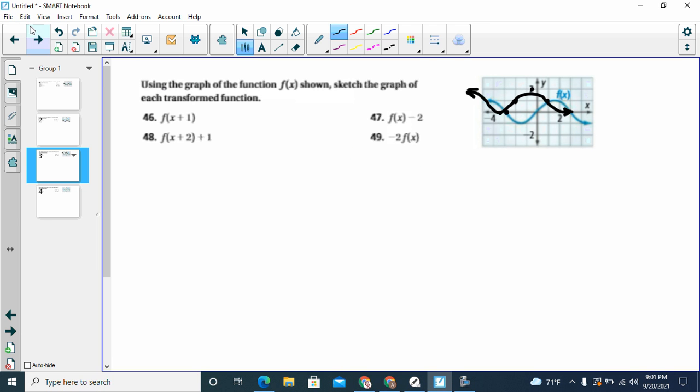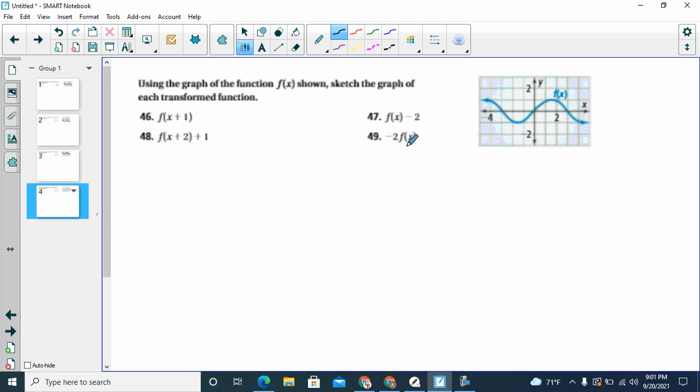And finally, number 49 is negative 2 times f of x. Notice nothing is happening to my x, so it's not going left, right, not getting stretched or squished in the x direction at all. We are taking the y values, though, and multiplying them by negative 2. So the x's don't change, my y's get multiplied by negative 2. So this here had a y value of negative 1, times negative 2 gives me a new y value of positive 2, but the x didn't change.